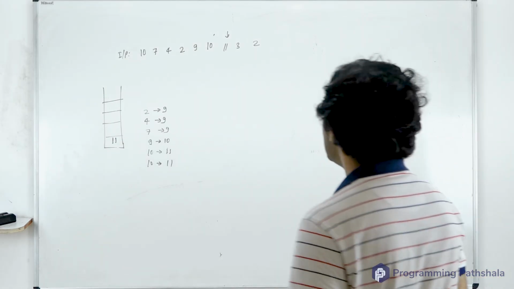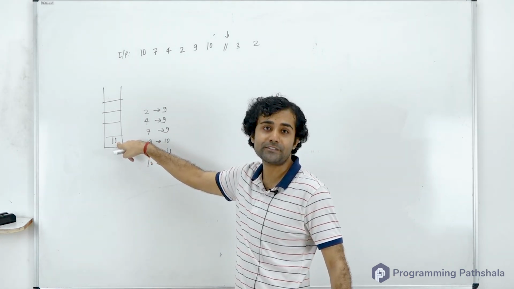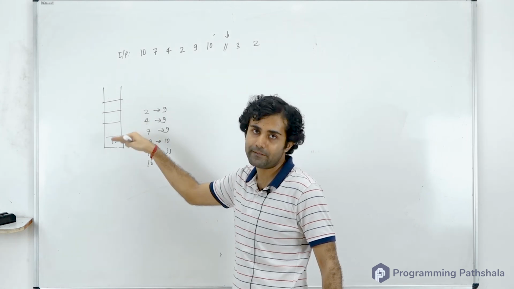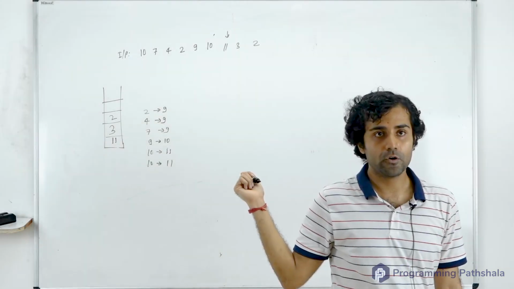After this, what will happen? Tell me. When 3 comes, what will happen? You compare 3 with this, you see that, hey, 3 is smaller, so it cannot pop any elements. So you will simply push 3. And same thing will be done with 2 also. So did you get it?